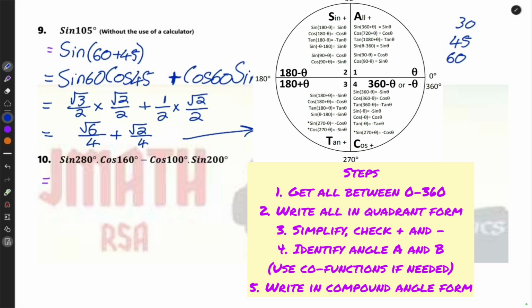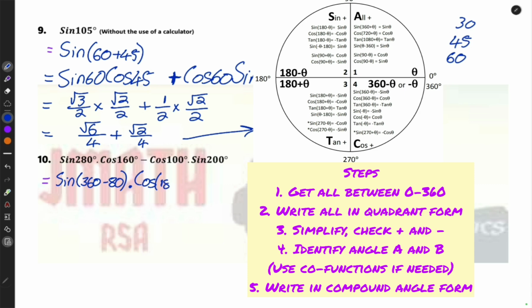So sine 280, it's between 270 and 360. So I can rewrite that as sine 360 minus 80. Cos I can rewrite as 180 minus 20. So remember, the answer in the bracket must be the same as where I started. So I can't say it's 180 minus 160.